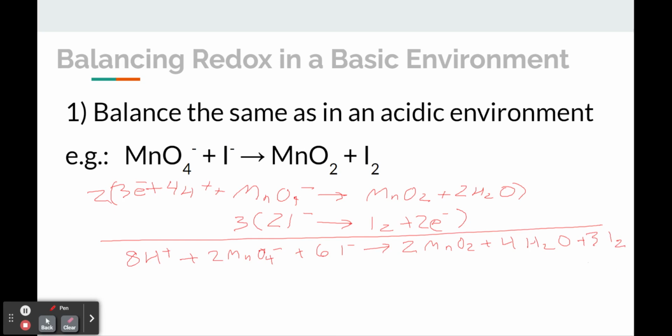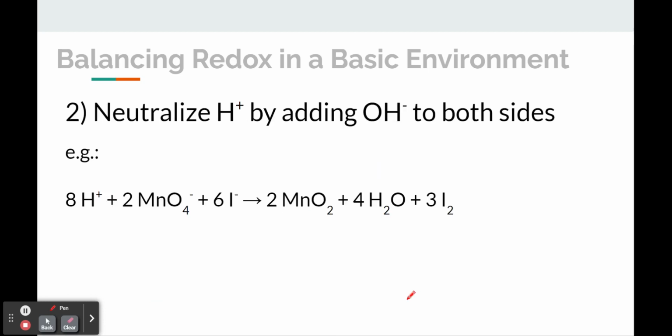Now, because I can't have this in an environment where I need excess H pluses, this can't be how the reaction ends up being. So what I do to deal with that is I neutralize the H pluses by adding OH minus to both sides. Because I have to neutralize 8 H pluses, I'm going to add 8 OH minuses. It's not an equation unless I do it to both sides. So I'm going to add 8 OH minuses over here, sum the whole thing up.